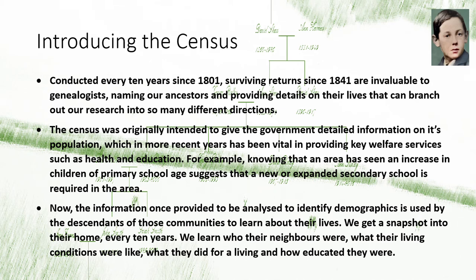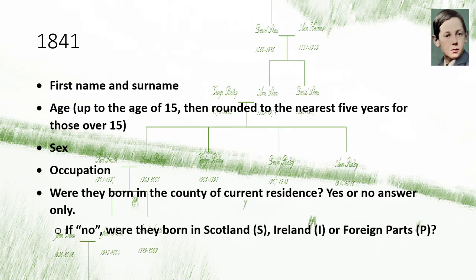And if your ancestor was born in 1837 and lived to the age of 90, you've pretty much got a snapshot of every 10 years of their life from the age of 4 all the way through to the 1921 census. So it's quite extraordinary that we have that resource available.